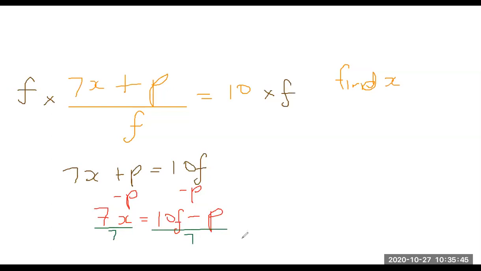Because whatever I do on one side, I do on the other side. But if the other side has more than one term, I have to do it to all the terms. I can't just do it to one term. All right, so x is equal to (10f minus p) over 7.